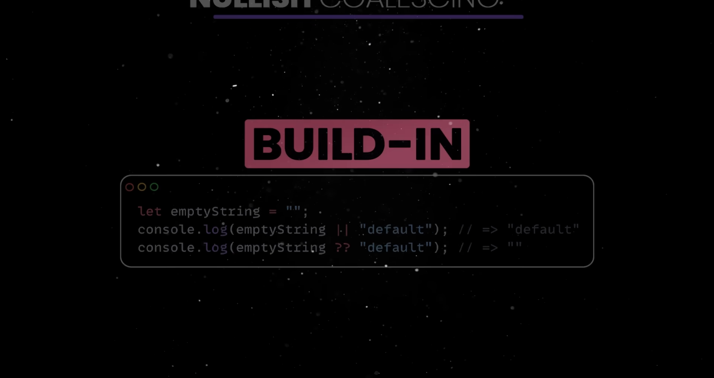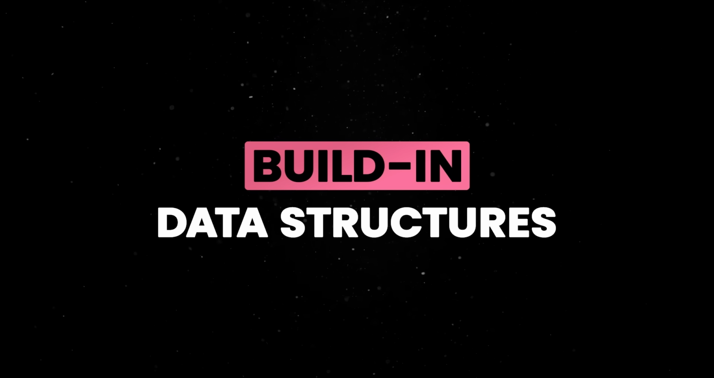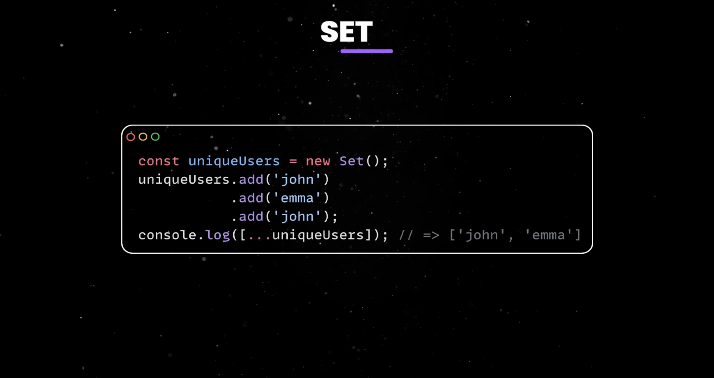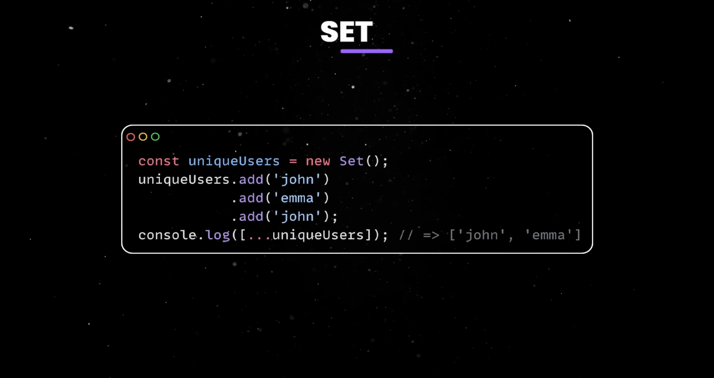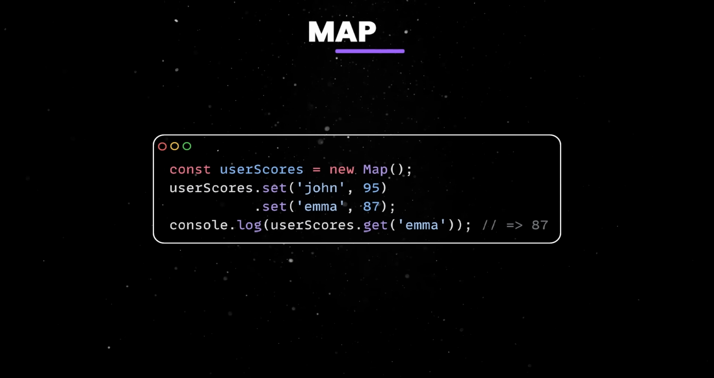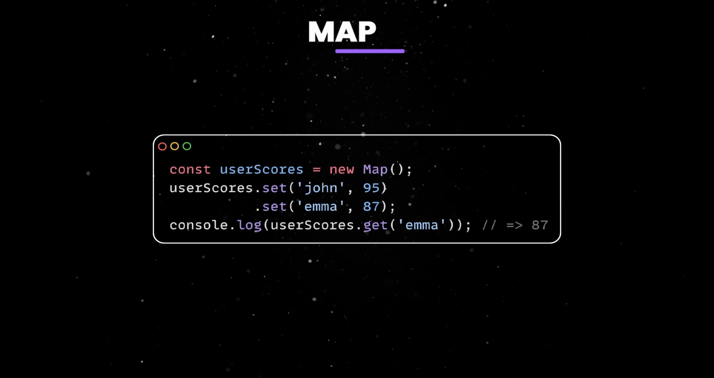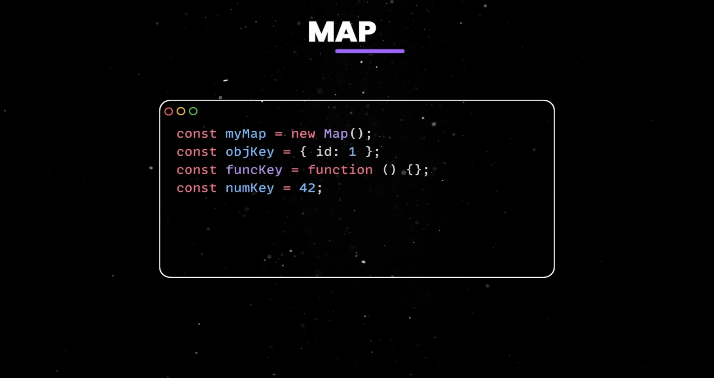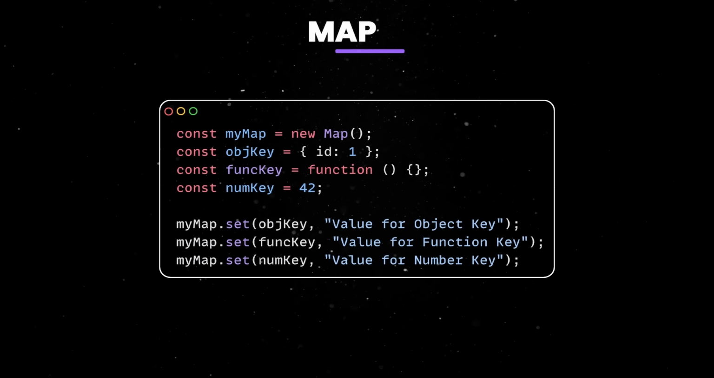JavaScript also has built-in data structures to enhance performance and readability. Set provides a way to store unique values, eliminating the need for manual duplicate checks in arrays. Map is an optimized key-value store, offering faster lookups compared to plain objects, especially when working with a large number of keys.